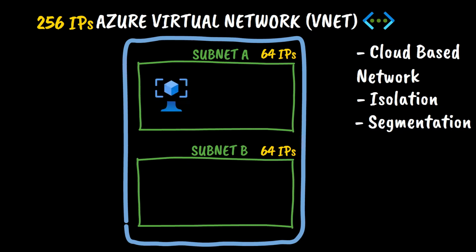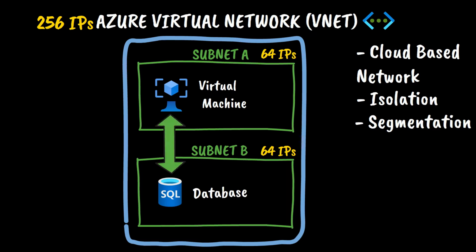You can then deploy Azure resources in a specific subnet such as a virtual machine in subnet A and a database server in subnet B. It enables you to connect your virtual machines, databases, and other resources securely either within the same virtual network or across different virtual networks. By default, resources within the same virtual network have access to each other.